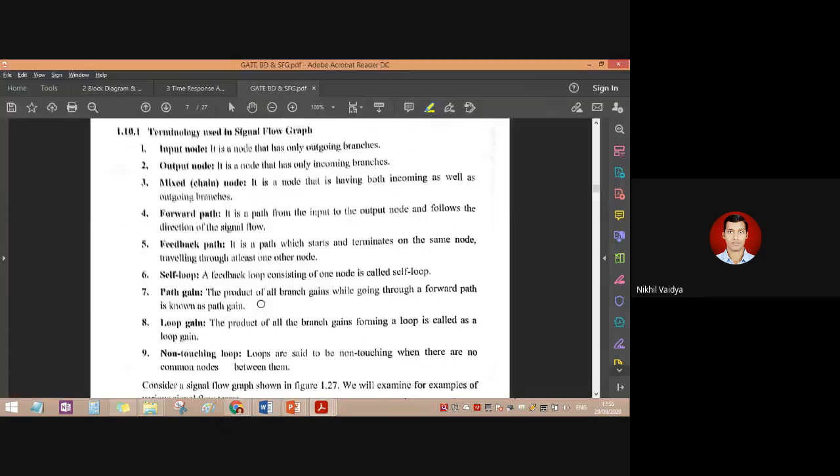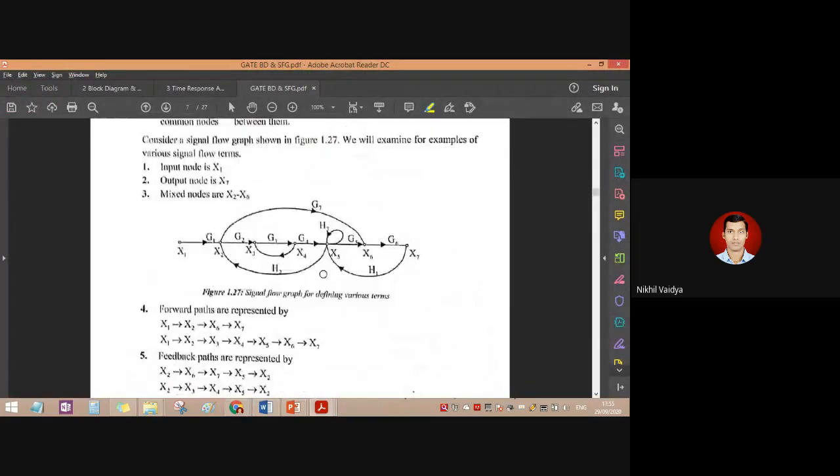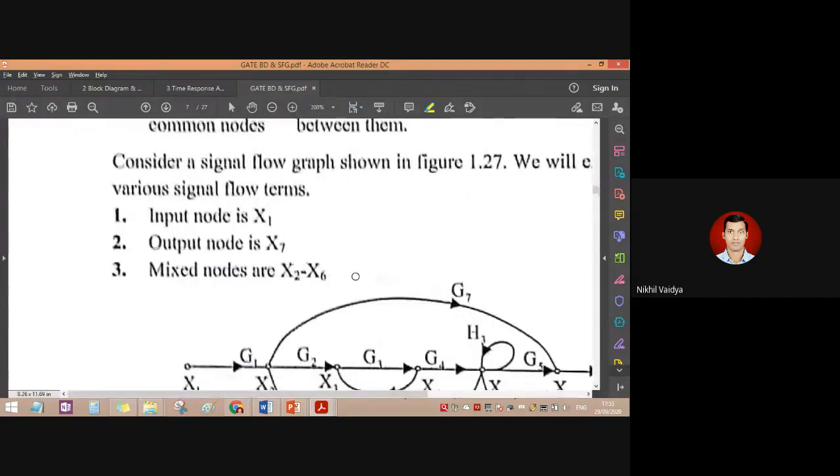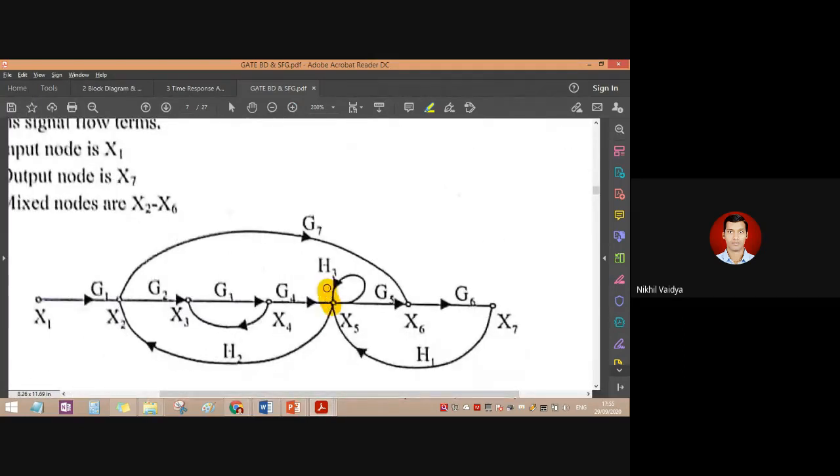But what is a self loop? The difference between this loop, which is called a loop, and a self loop: a self loop can be indicated, it must be shown here below. So this is a self loop which starts from the same node and ends at the same node. That is called a self loop. This is a self loop. It starts with x5 and ends with x5. So this is basically a self loop.